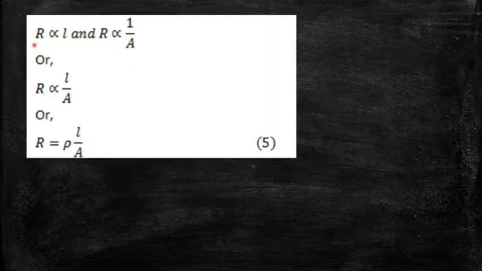So as I said, R, resistance, is directly proportional to its length and inversely proportional to area. Inversely means you have to write 1 over A. By combining these two equations, we can write R is proportional to length over A. By removing this proportional symbol, we should write some proportionality constant, that is rho. In this, we have used rho as a proportionality constant.